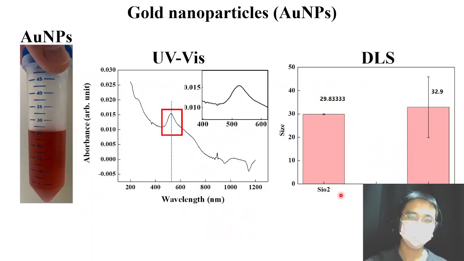And then this is my work, gold nanoparticles. This is my gold nanoparticles after the experiment. Then I went to UV-visible to check the absorption peak, and we can see it's around 520 or 525. And then this is DLS, which shows the particle size. We can see it's around 20 to 45, and the average is around 32.9.